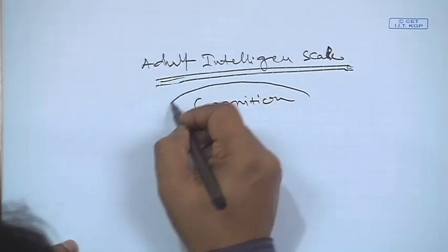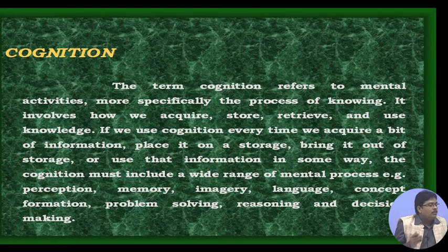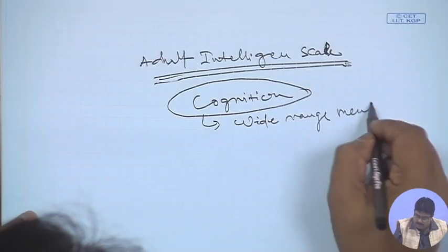That is why the concept cognition is defined in terms of mental activities, more specifically the process of knowing. It involves how we acquire, store, retrieve and use knowledge. Every time we acquire a bit of information, place it in storage, bring it out of storage or use that information in some way, we use cognition. Cognition must include a wide range of mental processes.